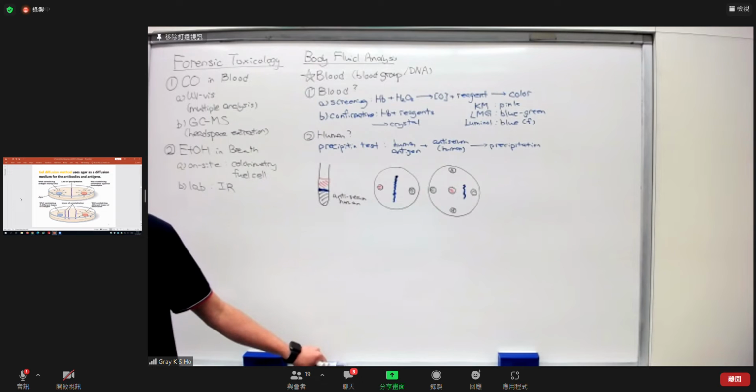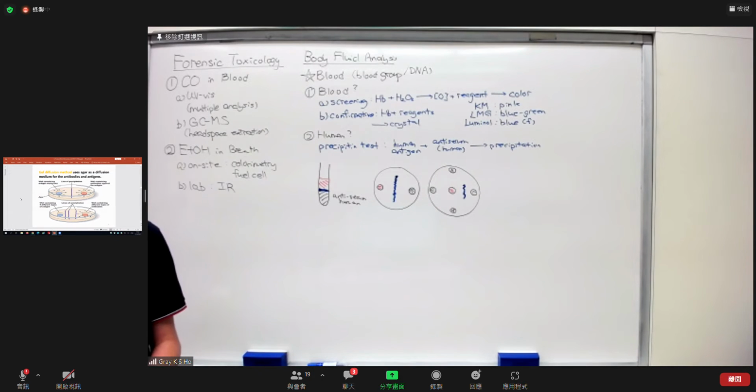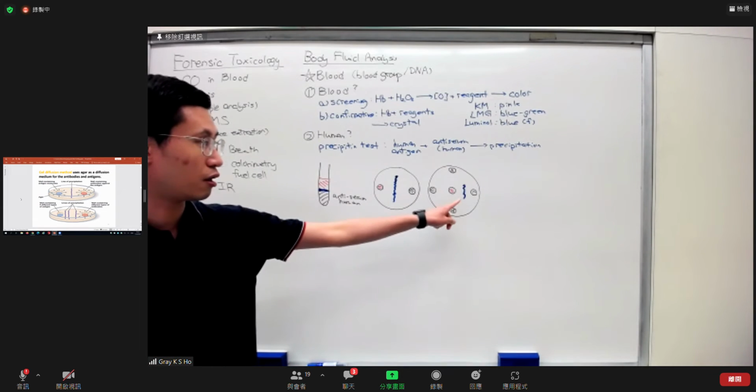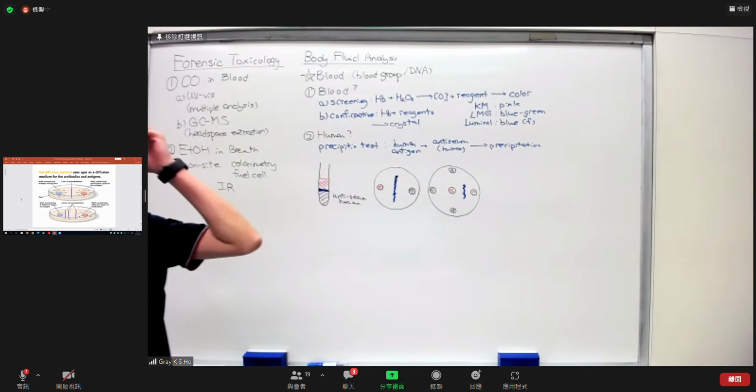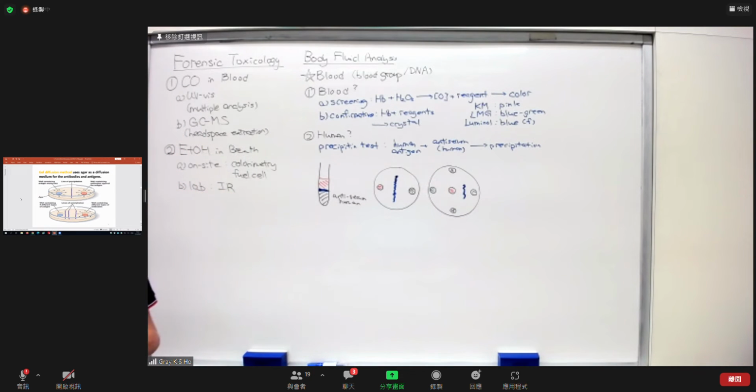So give me a reply in the chat room. If you can see the line of precipitation shown on the right-hand side, what kind of origin do we have?